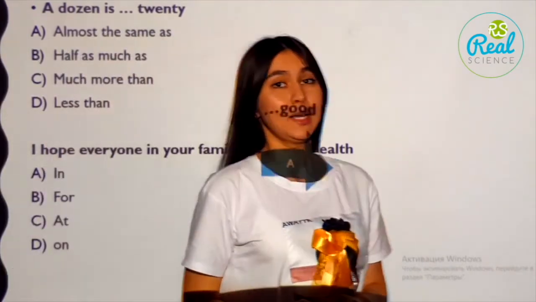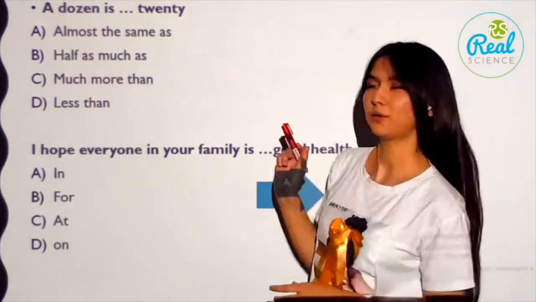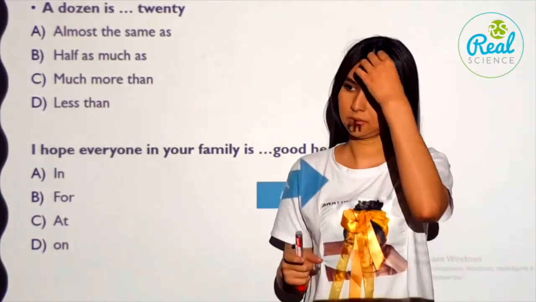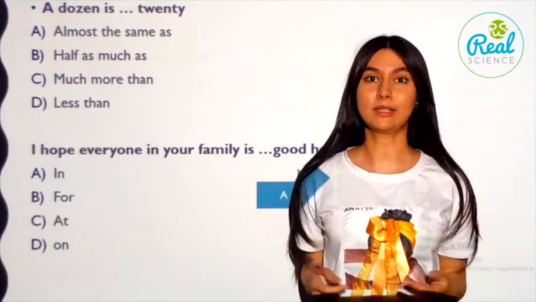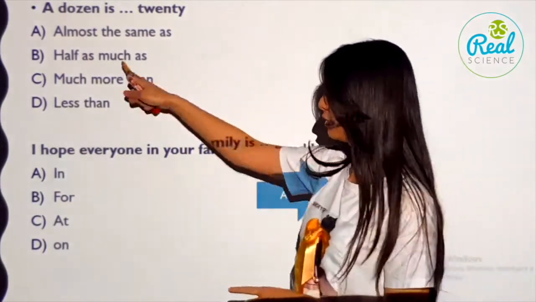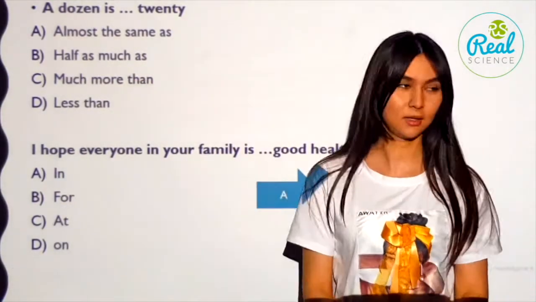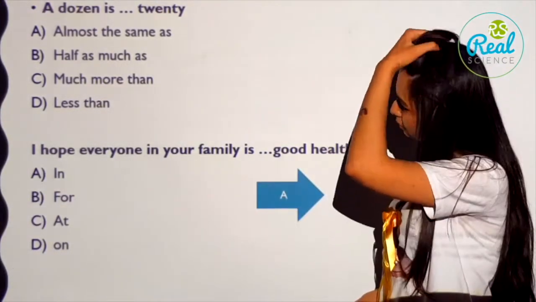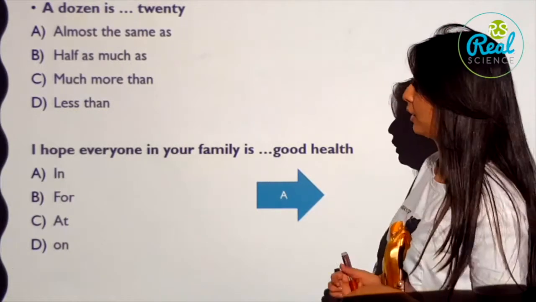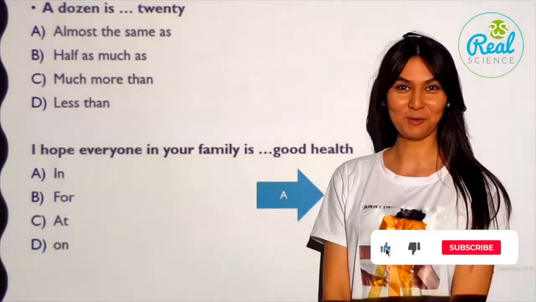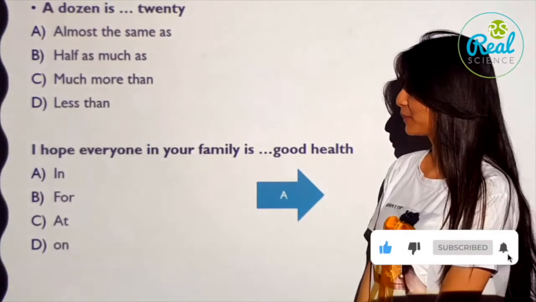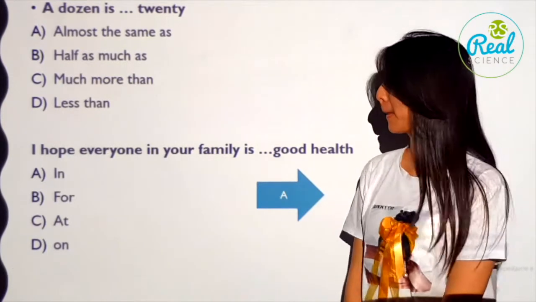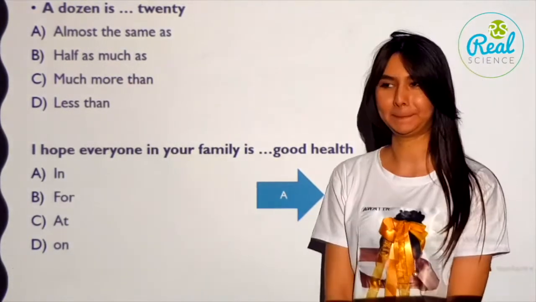Okay. So next one: a dozen is 20. What does this mean, a dozen? Что это значит? How many? 12. Yes, dozen means like 12. Okay. Which one is the correct option here? Much more than. No, less than. C1, maybe. A dozen is much more than 20. More than 20? No, less than. Less than D1. Much more than 20.